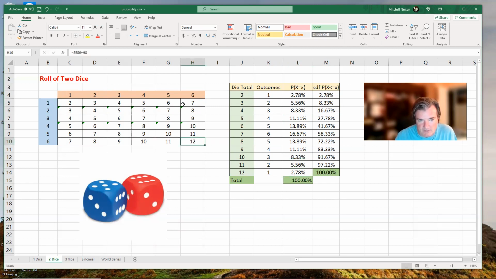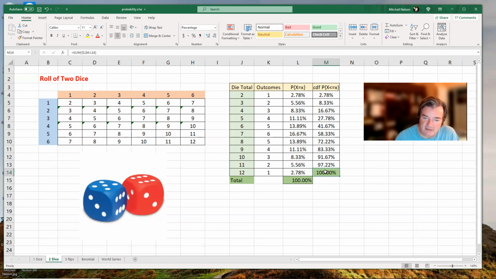There's only one 12 on this whole grid. There's only one 12 here. So the probability of getting a 12 is 1 out of 36. But the probability of getting a 12 or less is 100%. I have to get a 12 or less. It's 2 dice. I have to get 12 or less.